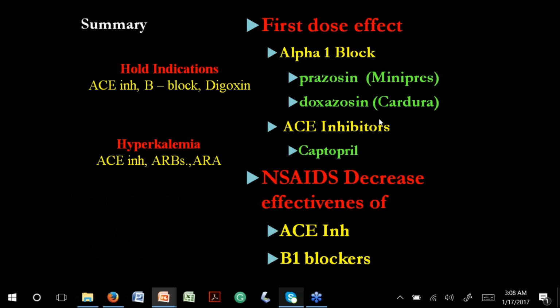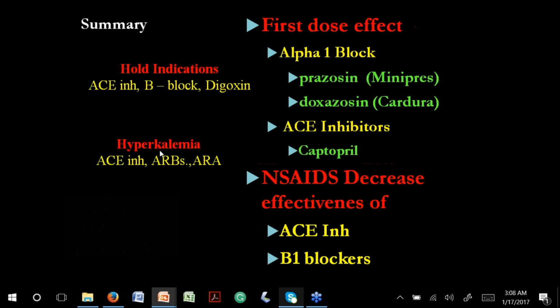So this is a summary of what we just previously said. And the NSAIDs decrease effectiveness of the ACE inhibitors and the beta 1 blockers. So hold indications, we have ACE inhibitors, beta blocker, and digoxin. We already talked about ACE inhibitor when the blood pressure is less than 100 millimeters of mercury, and the beta blocker when the systolic blood pressure is less than 100 millimeters of mercury and or the heart rate is less than 60 beats per minute. Digoxin is coming.